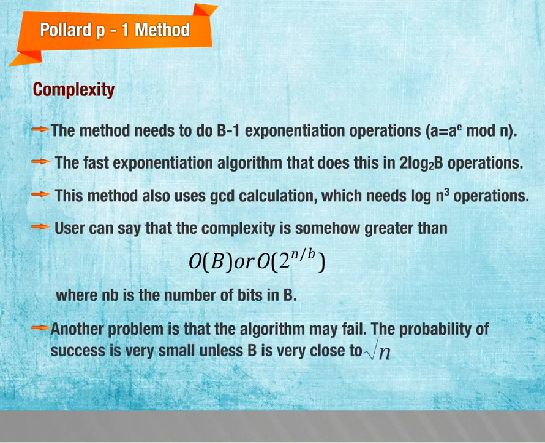Another problem is that the algorithm may fail. The probability of success is very small unless B is very close to the square root of n.